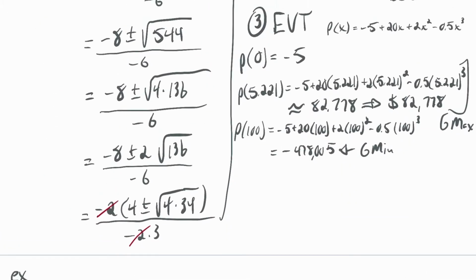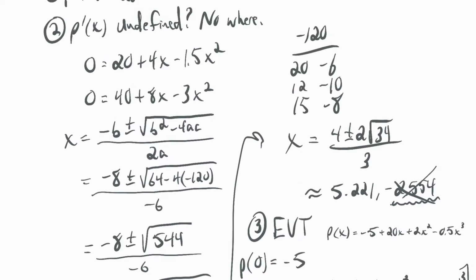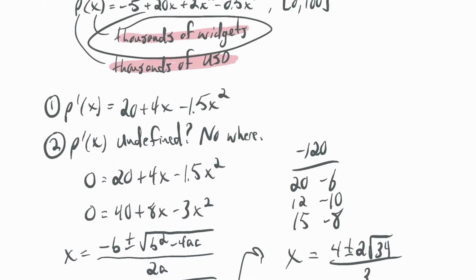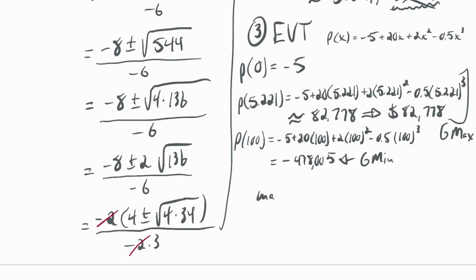Okay, well, that means that you want to make 5.221 in widgets, but that widgets are in thousands, right? Thousands of widgets. So you're going to make/sell, of course, 5,221 widgets. And your profit should be about 83,000.